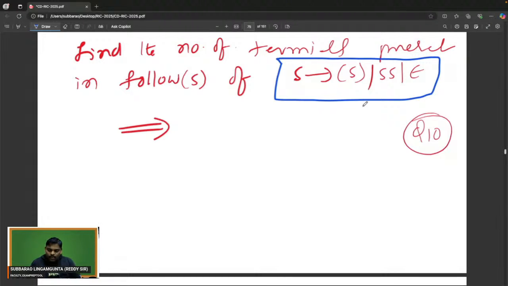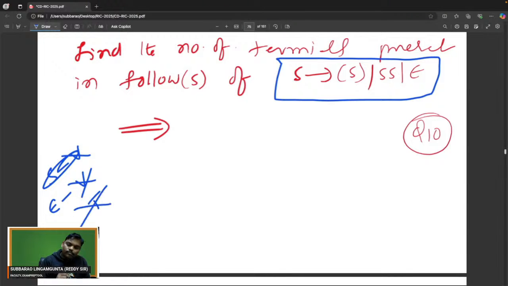So now, if you want, I will write. Find the number of terminals present in follow of S of this grammar. Remember, epsilon is neither variable nor terminal. Epsilon is a special person. In examination, you will say clearly, excluding epsilon, including epsilon, like that. You need not count epsilon here. If epsilon is present, don't count it.